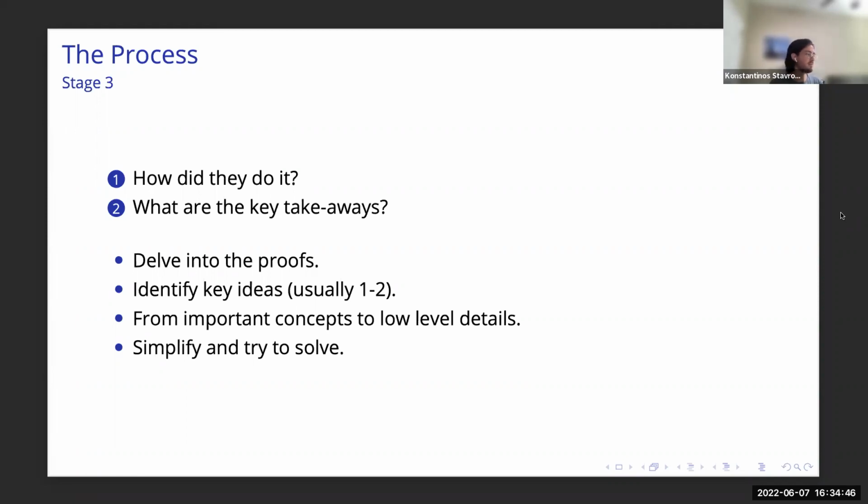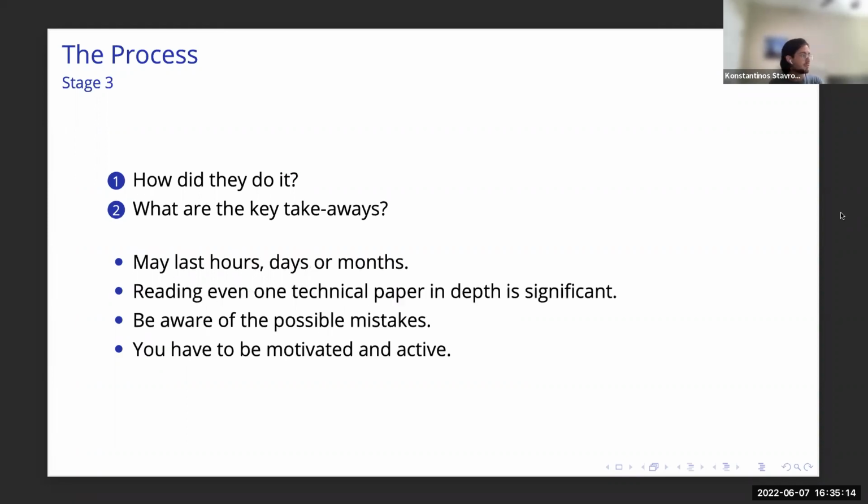And so for example, for the low-level details, it is best to just come up with them yourself. It's not best to go through every algebraic manipulation that one paper has. So yeah, really, I think these are the main points.